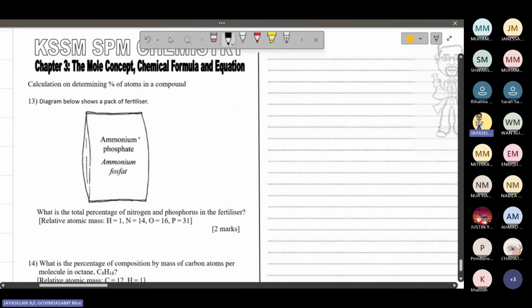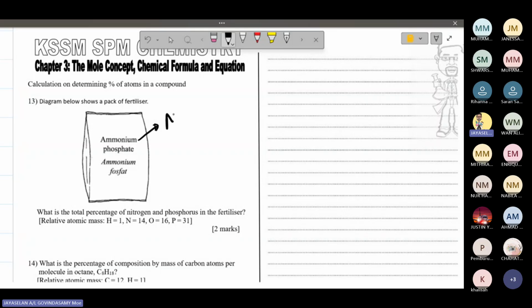Okay, so first you need do the formula. Ammonium ion. You tuliskan di sini, what is the formula of ammonium ion? NH4 positive. Kita dah belajar. Okay, phosphate ion. Sekarang saya bagi formula. Saya tulis PO4 3 negative. Phosphate ion. Okay, saya ulang balik. The phosphate ion PO4 3 negative. Okay, what is the formula of the compound?